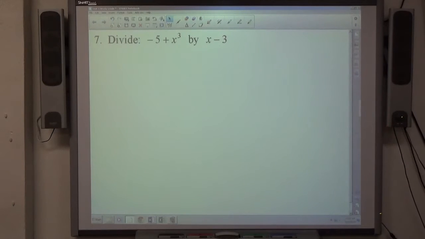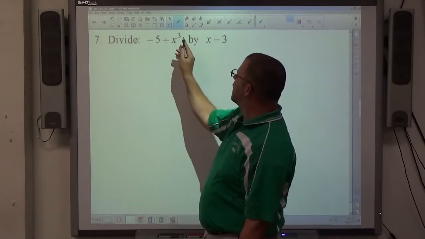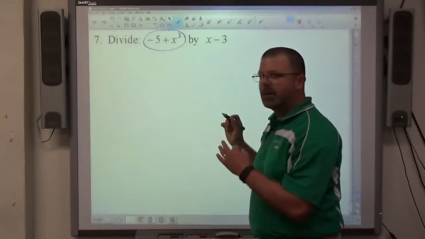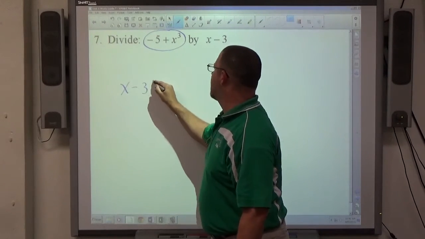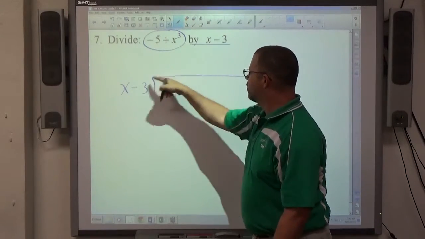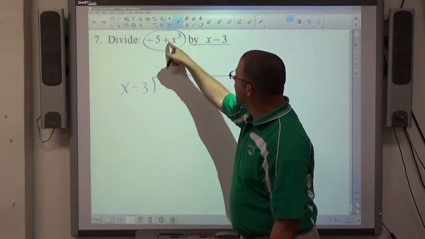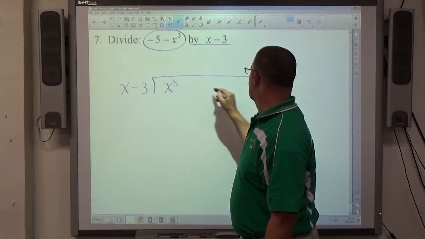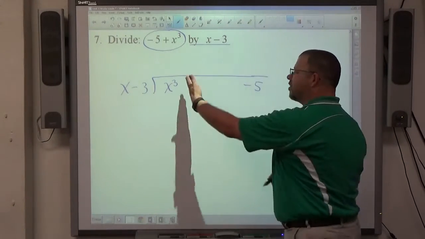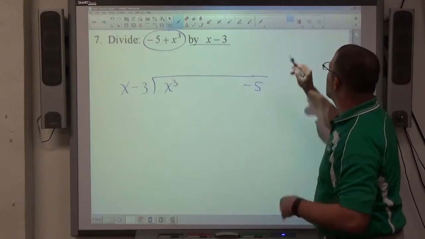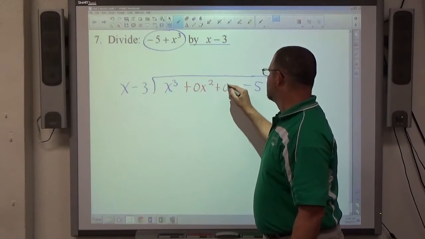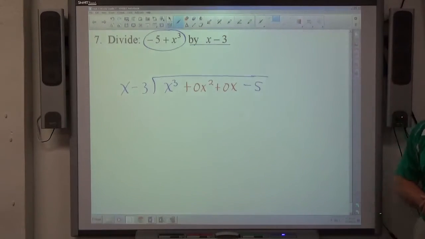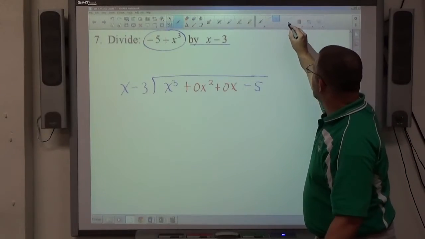Number 7, same skill. Slightly different because this is missing a couple terms. So the only difference in the setup, I've still got my divisor outside. So x minus 3 is what we're dividing by. So it goes outside. We're dividing into x cubed minus 5. I left this big gap because x squared and x are going to show up. And the best plan for that is to account for that possibility by sticking in terms that equal 0 that don't have any value. Once we do that, division is what it was in the last problem.